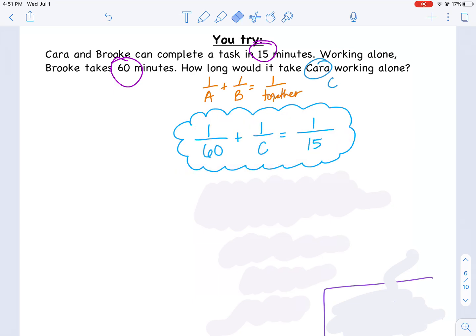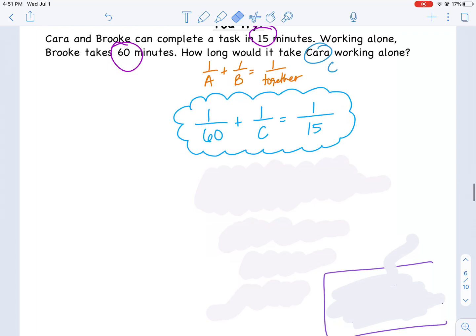I ended up getting 1 over 60, that's for Brooke's time, plus 1 over C, Kara's time alone, equals 1 over 15, the time it takes them to do it together. I now have a rational equation that I can find common denominators and I can solve. It looks like my common denominator is 60C, so the first fraction needs a C, the second fraction needs a 60, and the last fraction needs what, a 4 and a C? So that everybody has a common denominator.